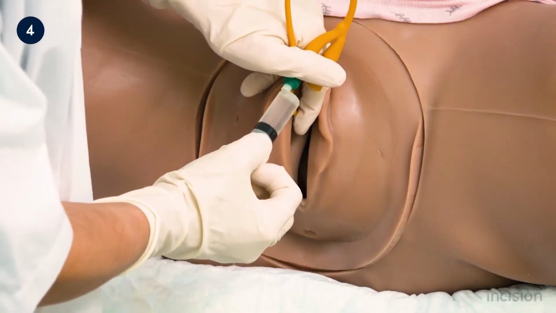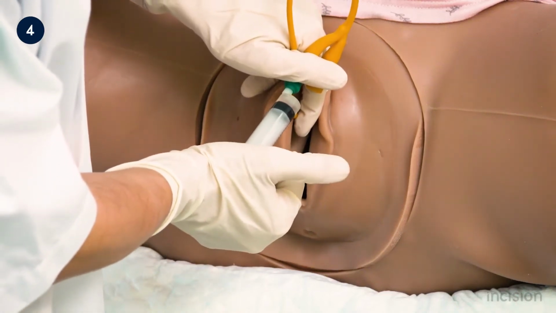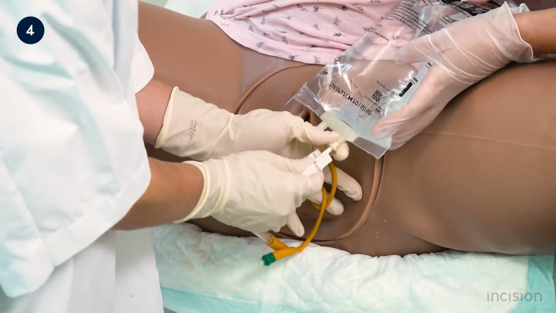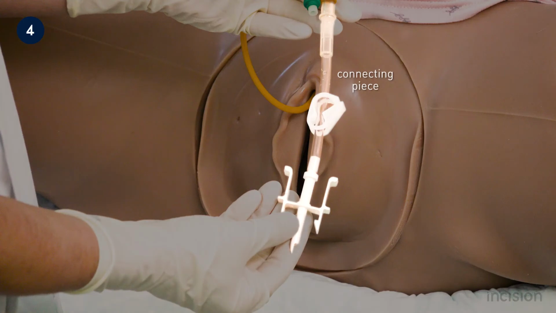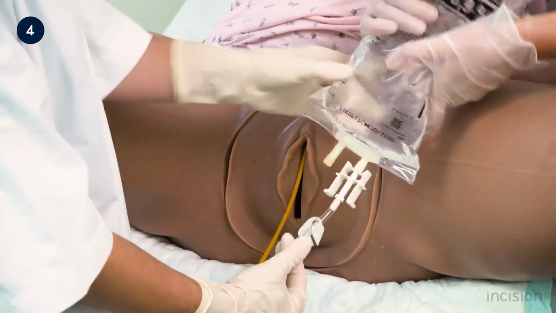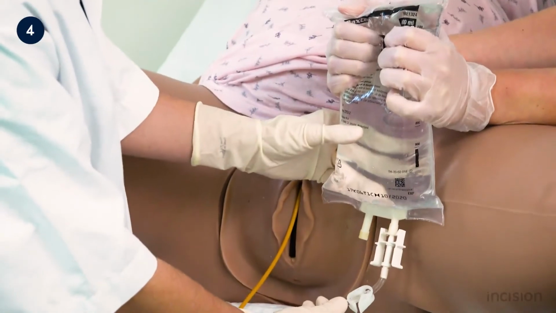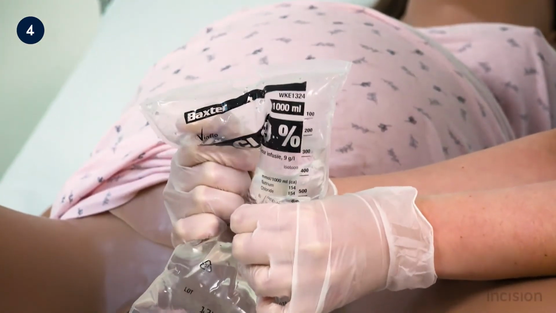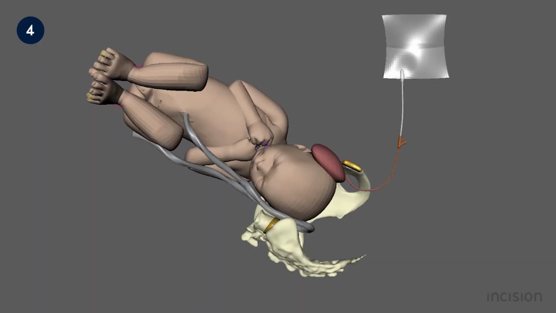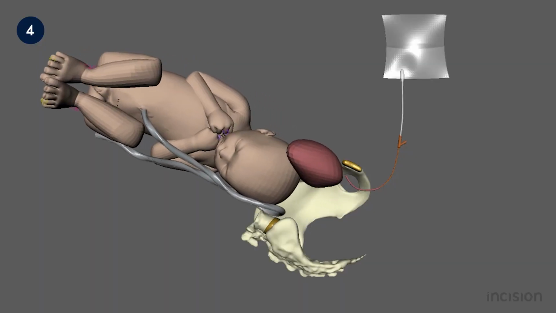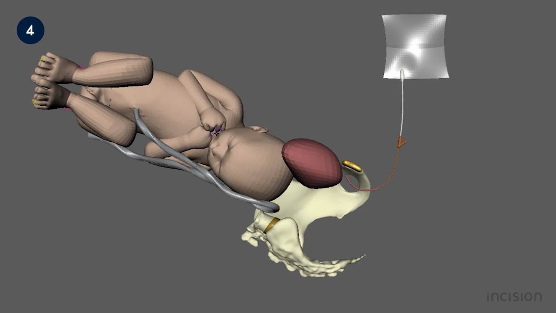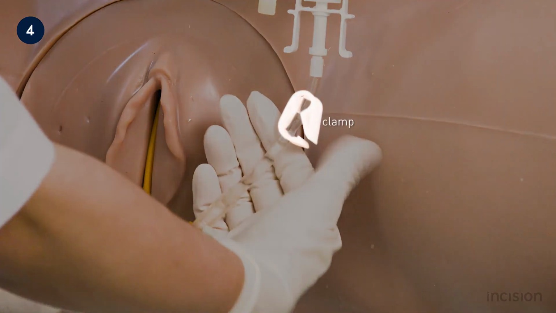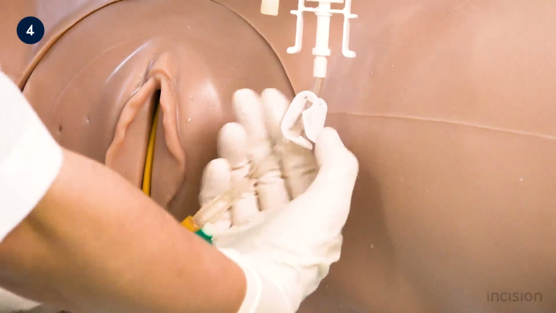Once the balloon of the catheter has been filled with 10 milliliters of saline solution using a syringe, the catheter is connected to a bag of saline using a connecting piece. The bladder can now be filled with 500 to 750 milliliters of saline solution by squeezing the bag of saline. The filled bladder will result in the cranial displacement of the fetal head, releasing the pressure on the umbilical cord. Once the bladder is sufficiently filled, a clamp is placed on the tubing in order to prevent backflow of fluid from the bladder.